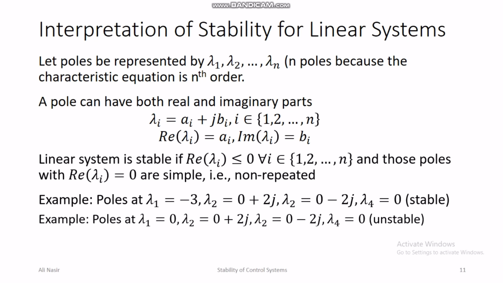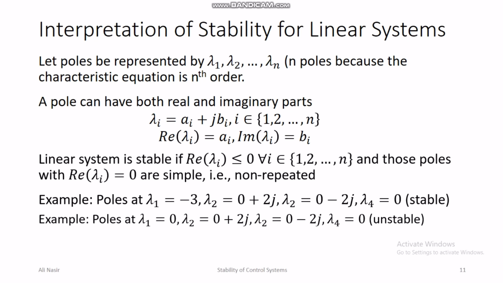This system is not stable. And I'm sorry about this typo in these 2 examples, because lambda 2 is written twice here. I correct it here: lambda 2 is 0 plus 2j in both examples, and lambda 3 is 0 minus 2j in both the examples, not lambda 2.